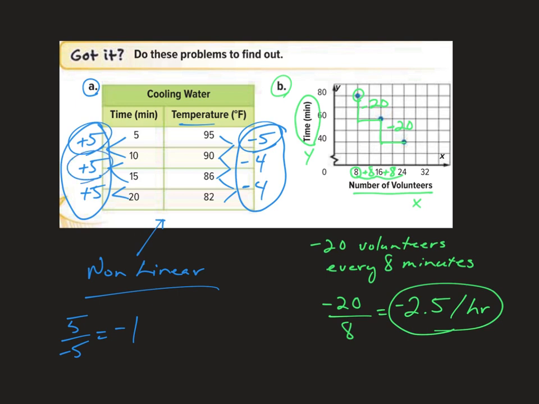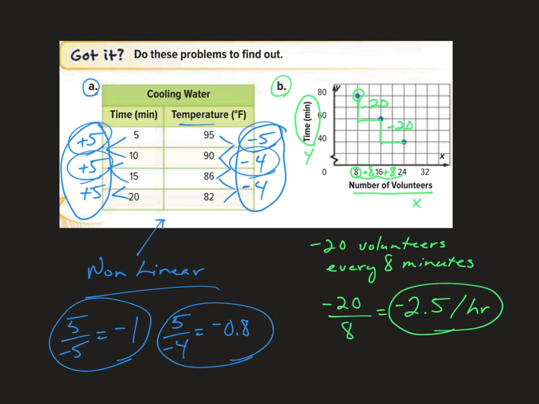If we take 5 and put it over a change of negative 4, 5 over negative 4 equals negative 0.8. So the fact that these two values are different, our unit rates are different. We've got a unit rate of negative 1 in the first example and negative 0.8 in the second. That's what qualifies this as being a nonlinear relationship.